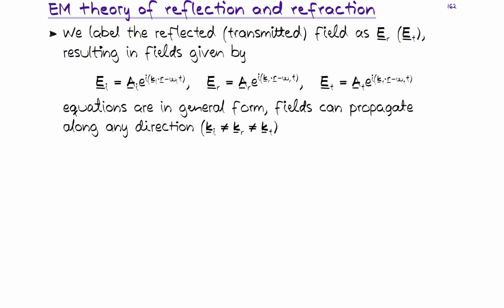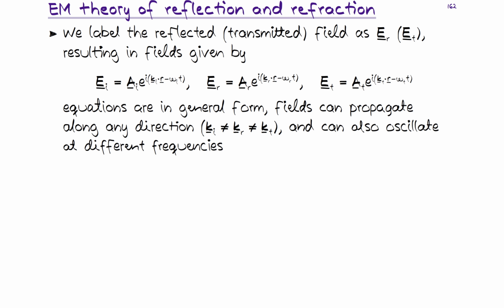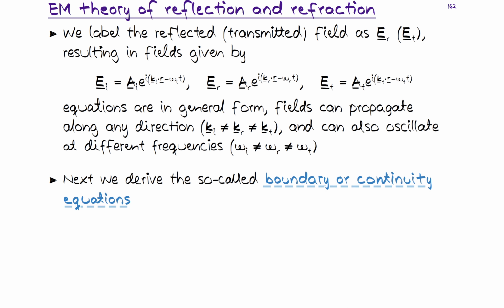So essentially these k_i, k_r, and k_t do not need to be the same vectors, and then we also allow the possibility that all these different field components can oscillate at different frequencies, so that ω_i is not ω_R and not ω_T, at least in the beginning. Of course, we will realize at the end that they will be the same frequencies, but let's derive that to be the case here.